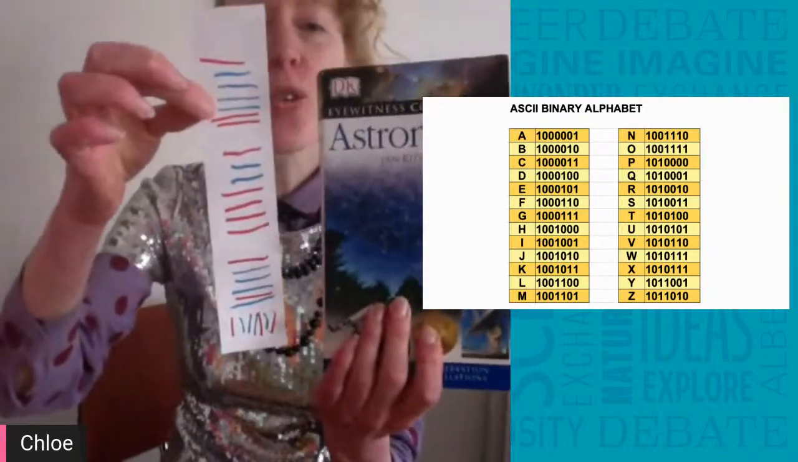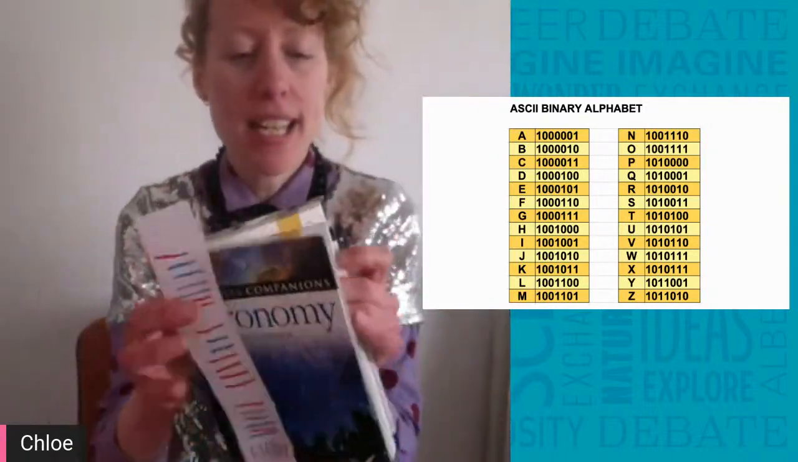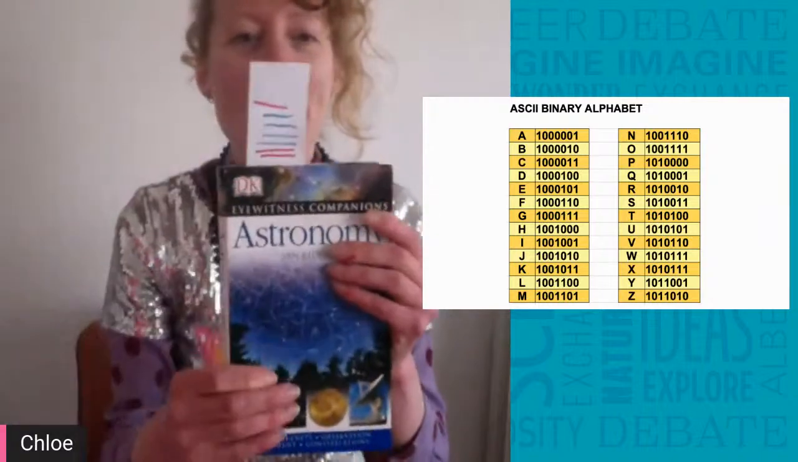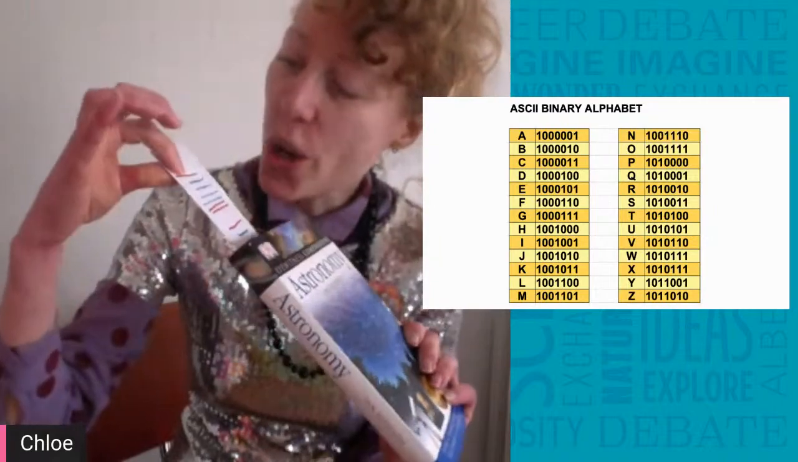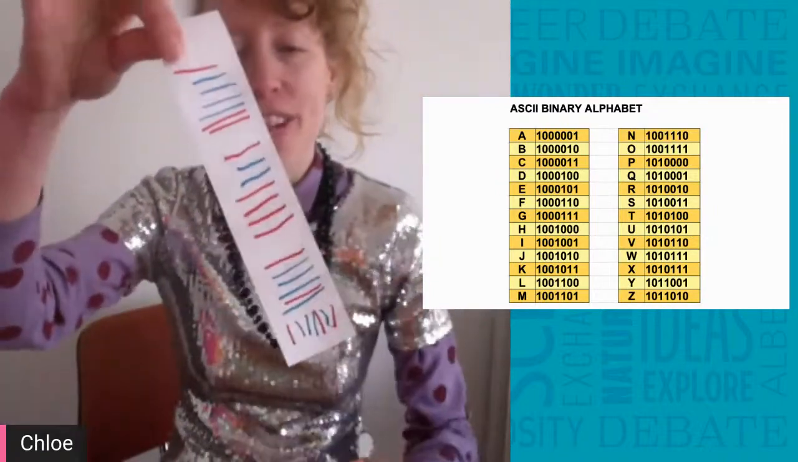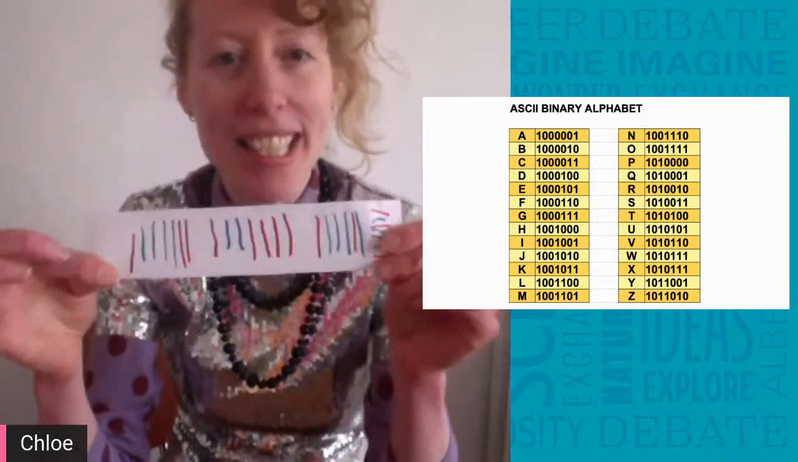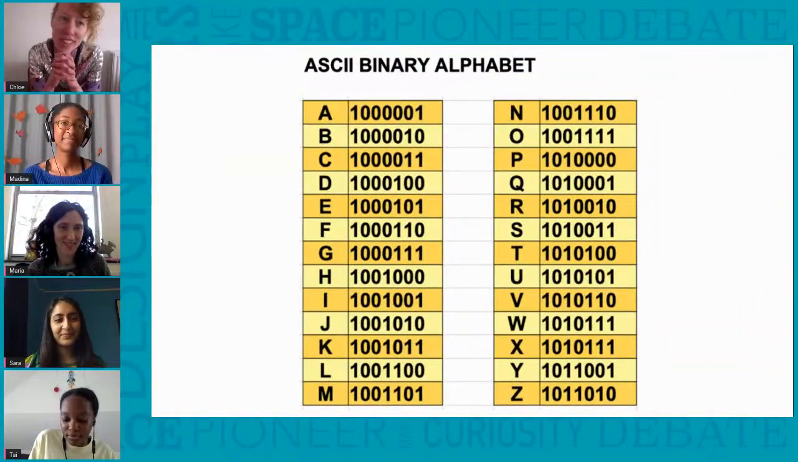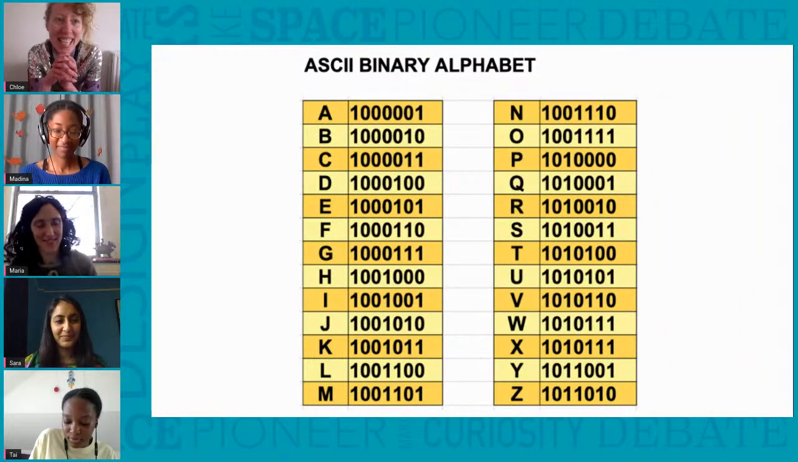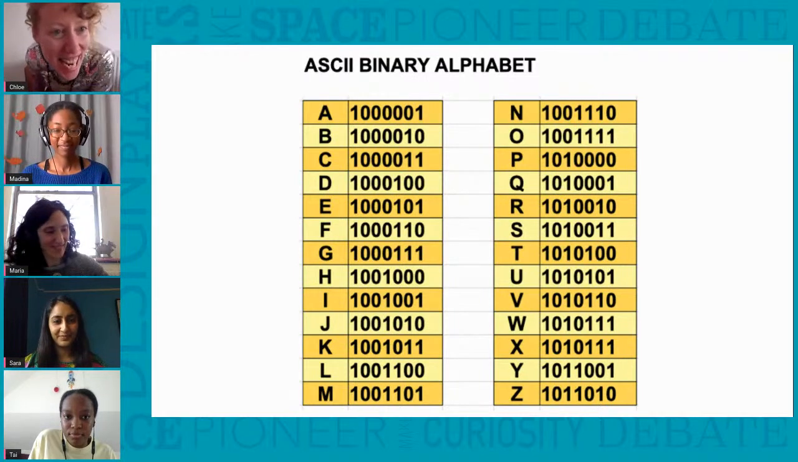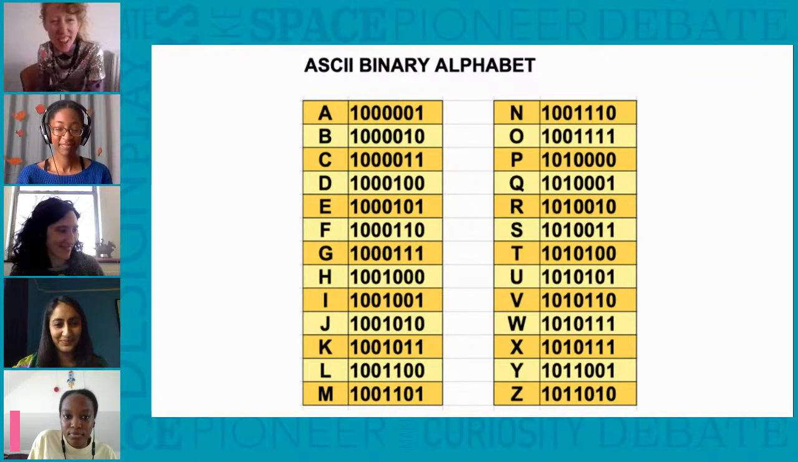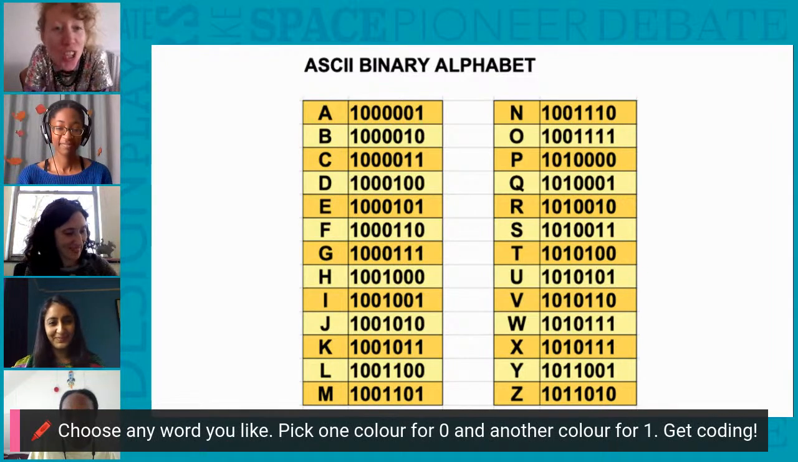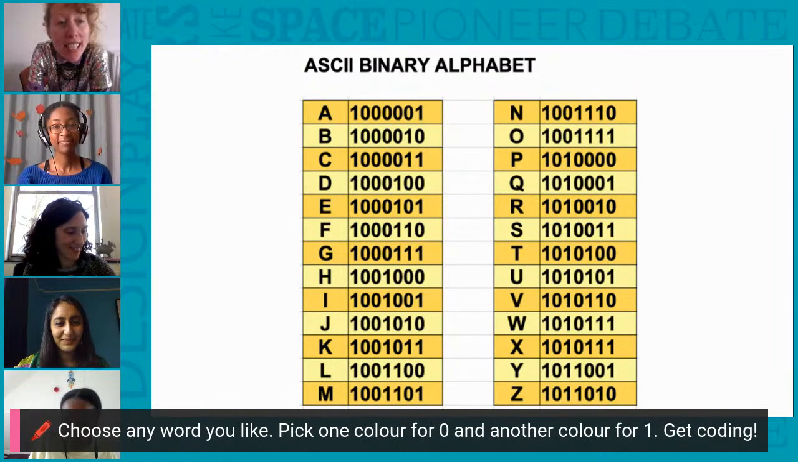Here it is. Astronomy. I'm going to pop it in. There we go. And I might even ask somebody to decipher my binary code bookmark later on. So everybody, over to you. Hopefully you've got started, because it is quite an intricate task, this, but I do like it. So pick a short word, pick your two colours, and get coding, basically. Going to give you a couple of minutes to do that.